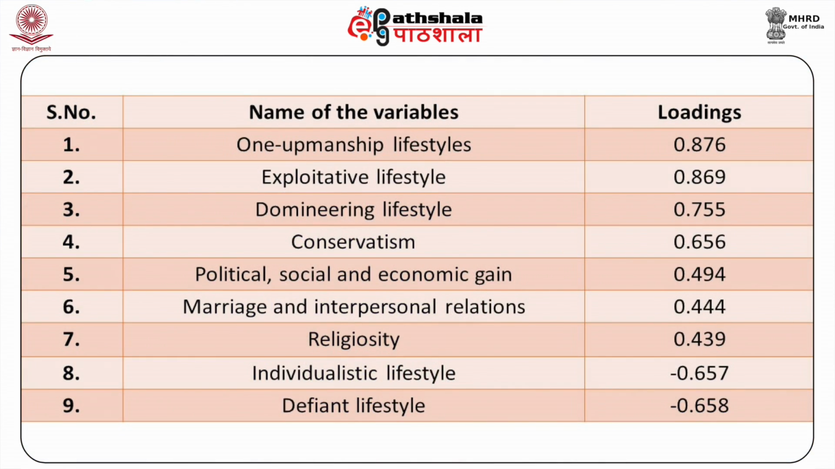0.876 for upmanship lifestyle, 0.869 for exploitative lifestyle, 0.755 for domineering lifestyle, 0.656 for conservatism, 0.494 for political, social and economic gain, 0.444 for marriage and interpersonal relations, 0.439 for religiosity, minus 0.657 for individualistic lifestyle and minus 0.658 for defiant lifestyle.